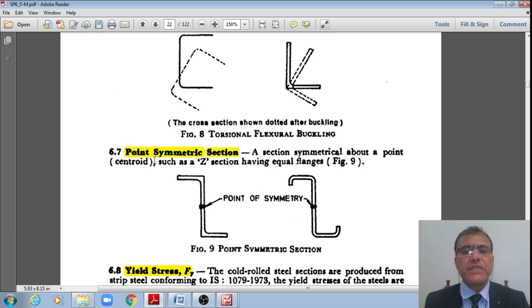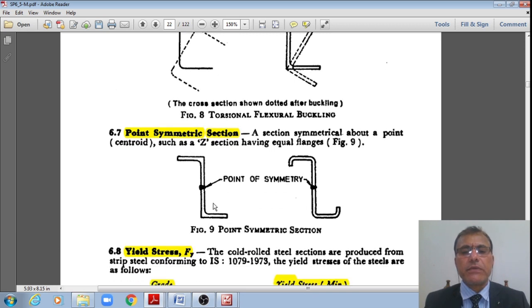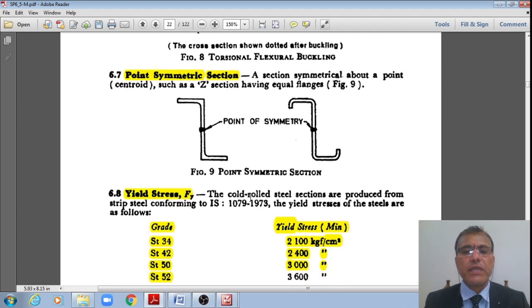The next definition is a point symmetric section. A section symmetrical about a point, the centroid point, such as a Z section having equal flanges, either with lip or without lip. Therefore, this is the point symmetry of the Z section, without and with lips respectively.